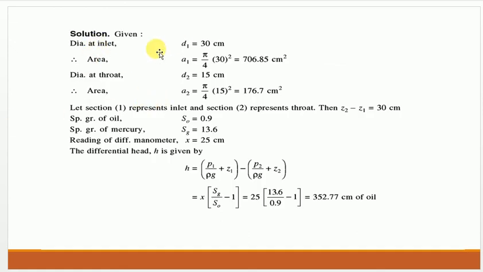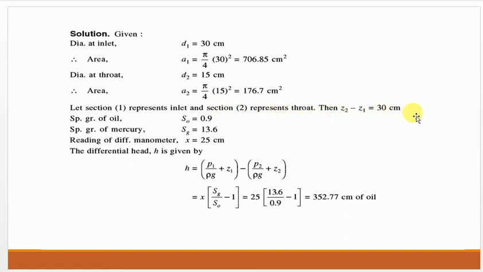Now the given values: the diameter at the inlet is 30 cm, which means the pipe is of diameter 30 cm. So the area of the pipe will be pi by 4 times 30 squared, which is 706.85 cm square. The diameter of the throat is 15 cm, so the area of the throat is equal to 176.7 cm square. Let section 1 represent the inlet and section 2 represent the throat.